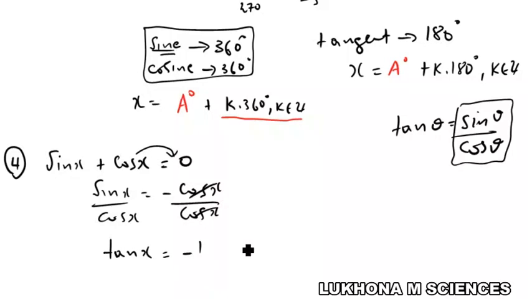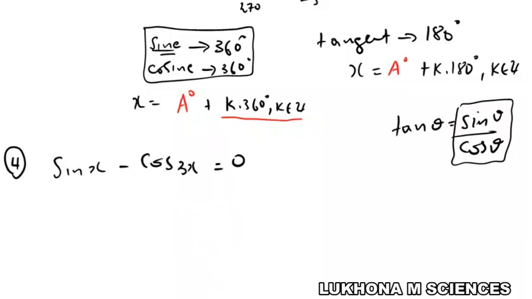Meaning that the solutions are the same as number 3, so I will not do this one. But what you need to know is that when you see sine and cos, you must think of tan. When the angles are the same, we have x here, we have x here, we must think of tan. Now let's do another example with sine and cos.